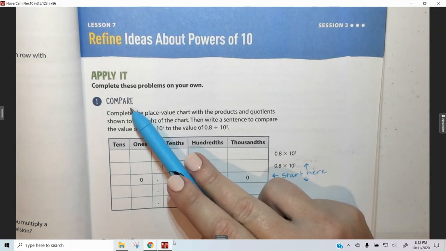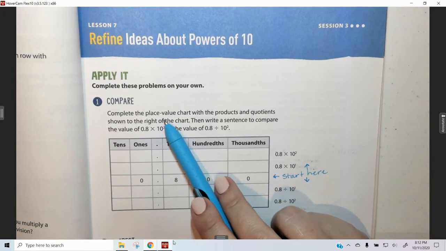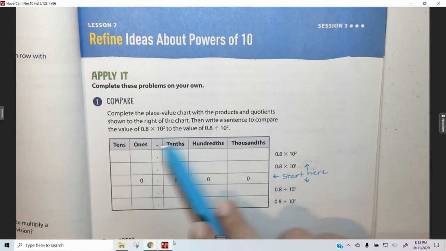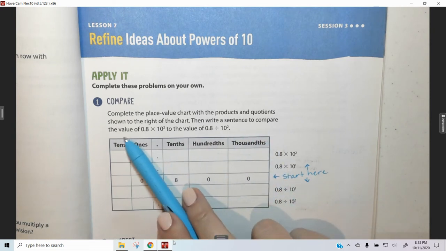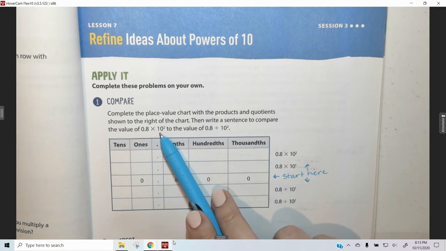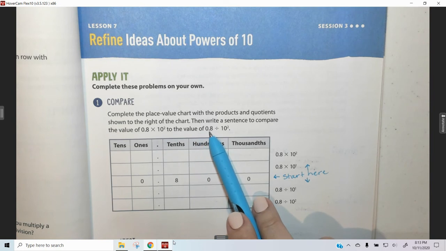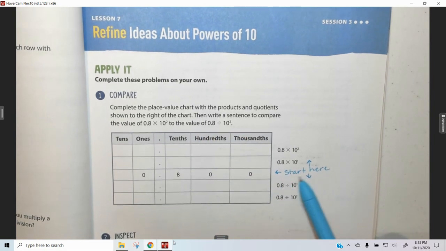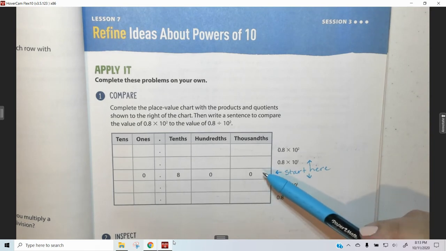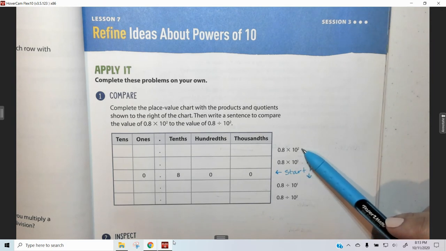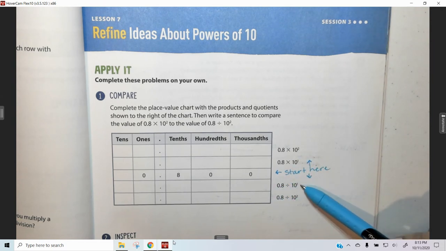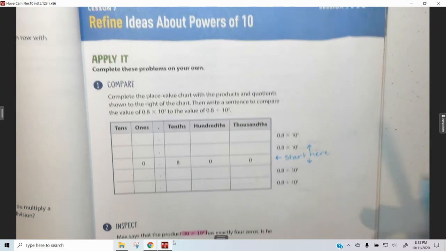So number 1 says, compare. Complete the place value chart with the products and quotients shown to the right of the chart. Then write a sentence to compare the value of 8/10 times 10 to the second power to the value of 8/10 divided by 10 to the second power. So if I were you, I would start here in the middle. And then to move up, you're going to multiply by 10 to the first power and then 10 to the second power. And then moving down, you're going to divide by 10 to the first power and then divide by 10 to the second power.